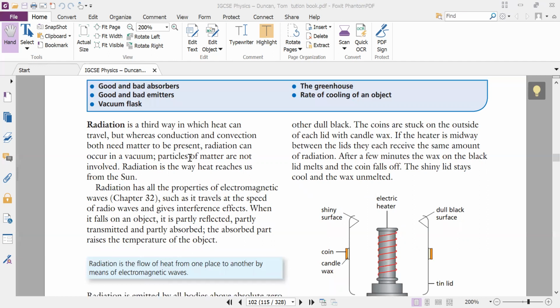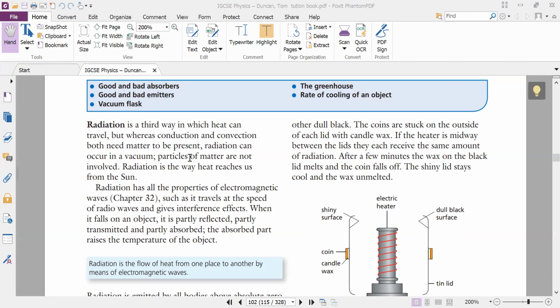And the most important thing, what is the speed? The speed is equal to the speed of radio waves. And it will give the interference effect. We will also study what the interference effect is. And also, whenever heat falls on any object, what will happen? Some part of it is reflected, some part is transmitted, and some part is absorbed.